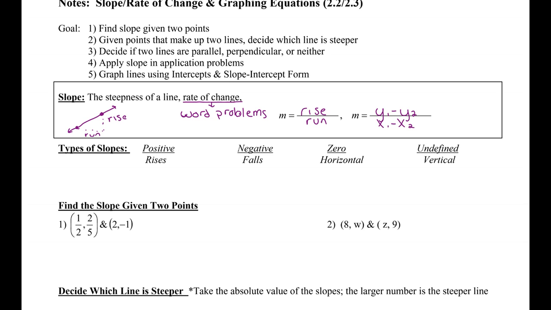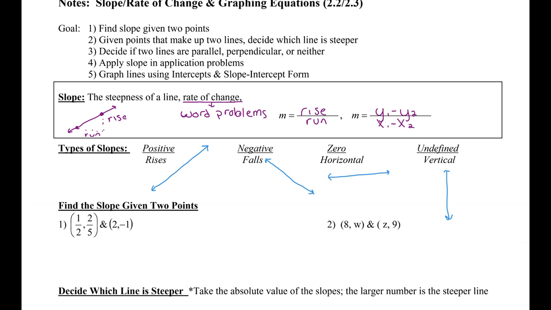Next, we're going to look at the different types of slopes and what they look like. The first one is a positive slope. The positive slope will rise to the right. A negative slope will fall to the right. If a line has a slope of 0, it is a horizontal line. And an undefined slope occurs when there is a vertical line.